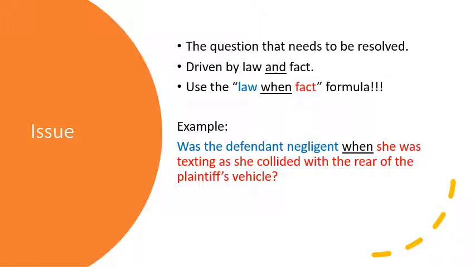But we can't answer that in a vacuum. If I just said to you, was the defendant negligent, and you didn't know any facts, how would you be able to even guess what the answer to the question would be? So we have to put the legal question in the context of the facts. We can do that by literally using the word when in a sentence and then adding on the facts that help drive the answer. So it makes a lot more sense, and you as the reader can kind of figure out where something is going if I ask the question, was the defendant negligent when she was texting as she collided with the rear of the plaintiff's vehicle? That factual context is important to writing a good legal issue.